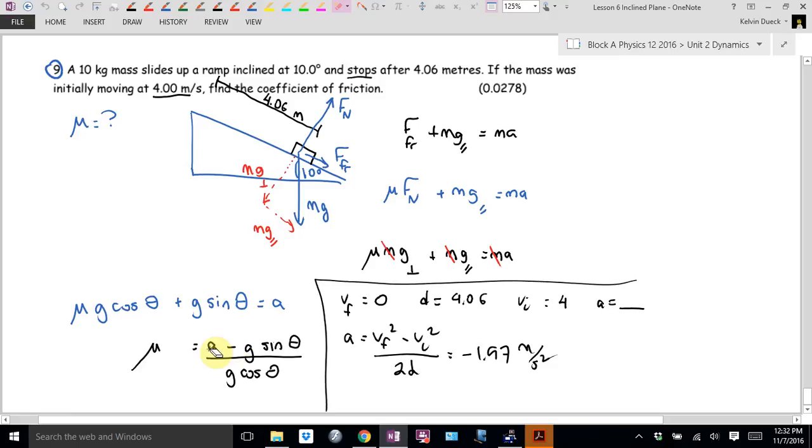If you go 1.97 minus 9.8 sine of 10 divided by 9.8 times cos of 10, you do get your minimum coefficient of friction. And then I paused in block A and I said, did I do anything new? I would argue I didn't do anything new.